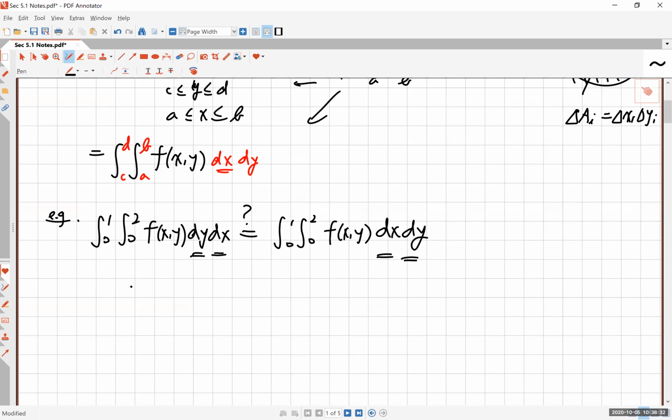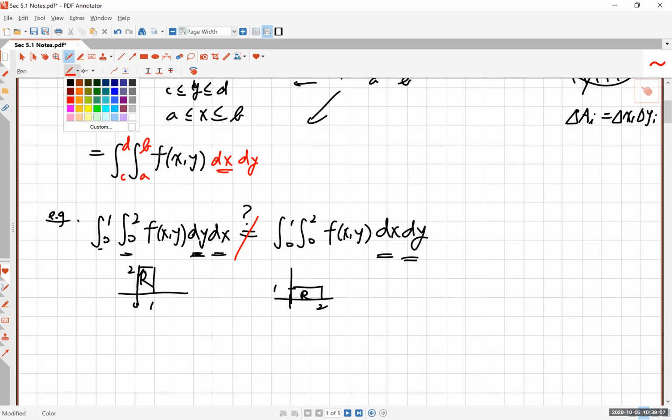Well, let's compare. What we are saying is x goes from 0 to 1, y goes from 0 to 2. So that's my region of integration. Over here, y goes from 0 to 1, and x goes from 0 to 2. So clearly, these are not equal to each other, or they don't have to be. If f is 0 or constant 1 or whatever, then they end up being equal. But in general, if you don't know what f is, you cannot say that they are equal to each other. I hope it makes sense.